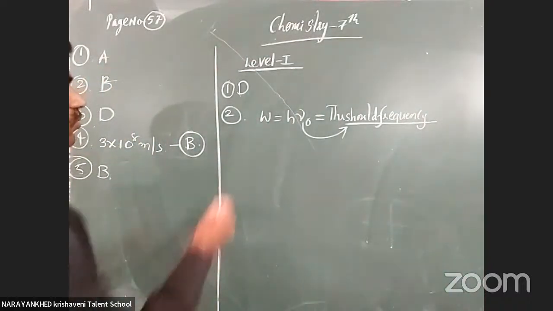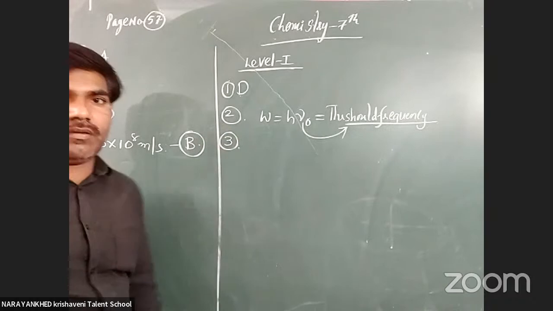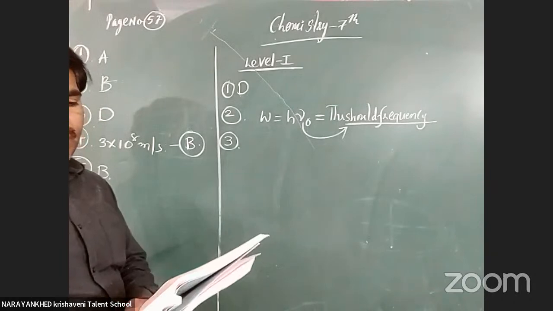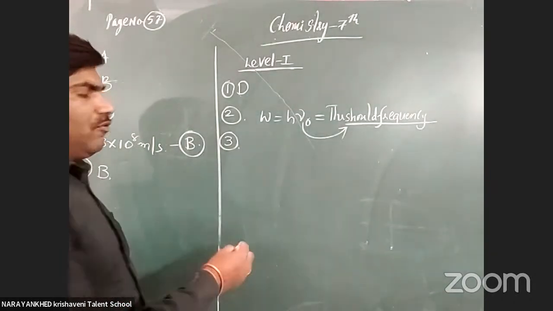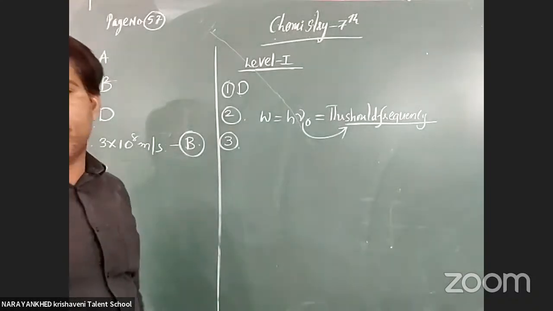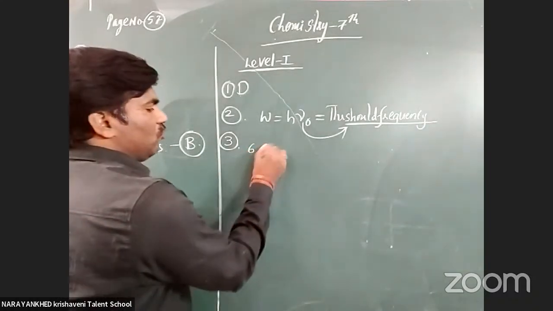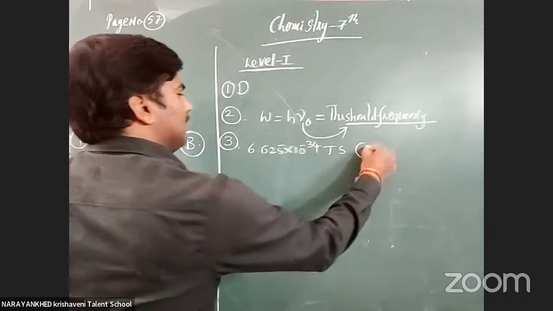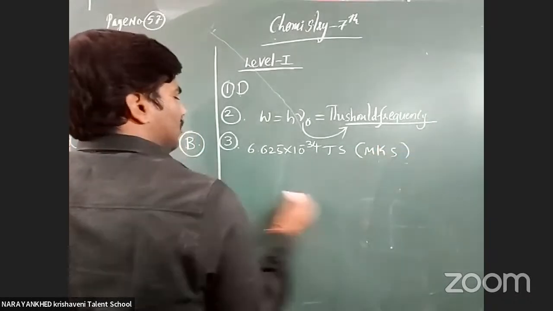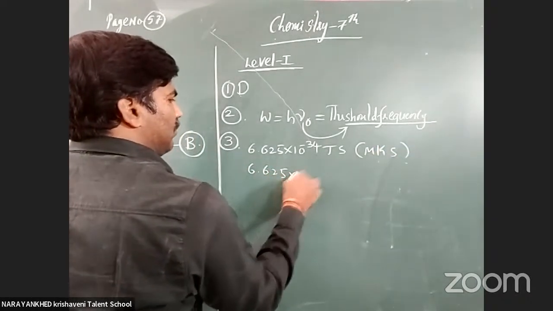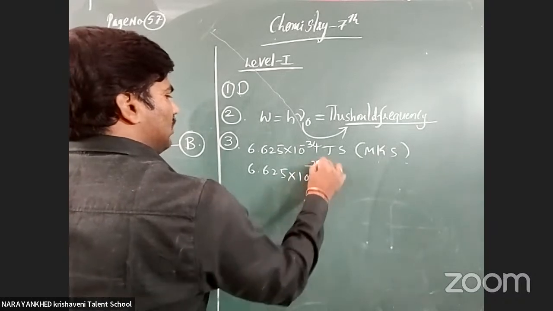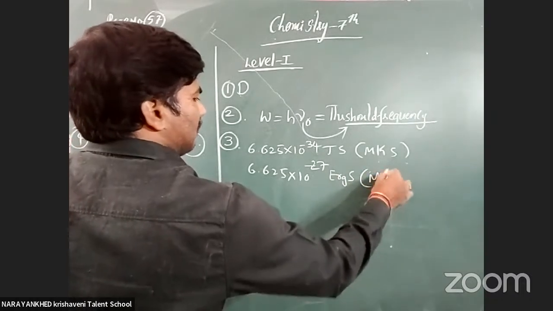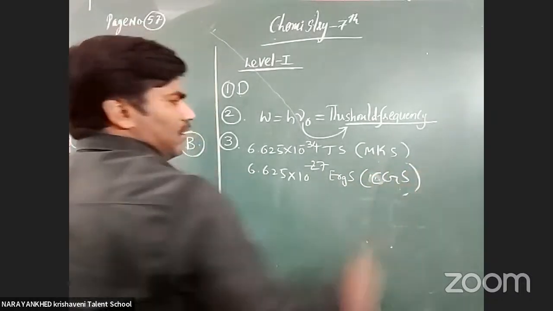W is equal to h nu naught. Third one: what is the numerical value of h? You know very well. It is 6.625 into 10 to the power of minus 34 joule seconds, in the SI system. Now 6.625 into 10 to the power of minus 27 erg seconds is for the CGS system. Got it or not?